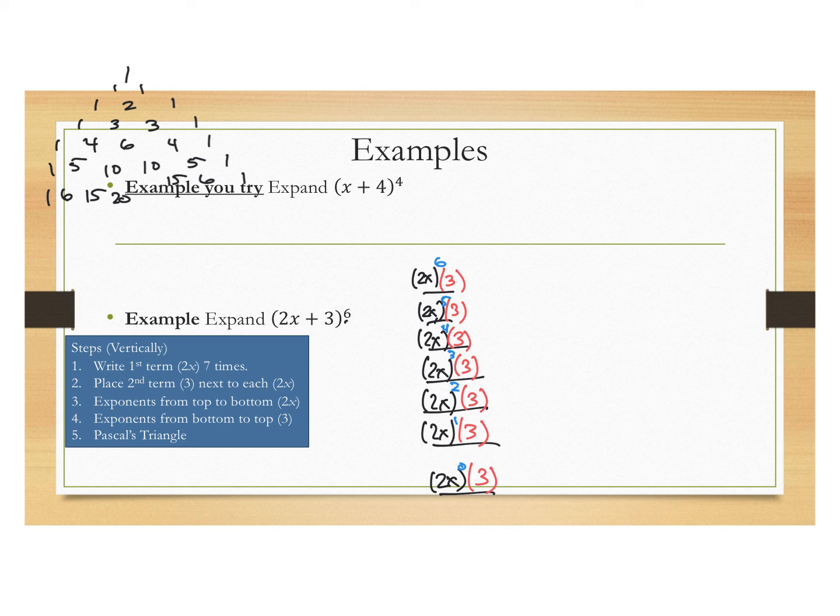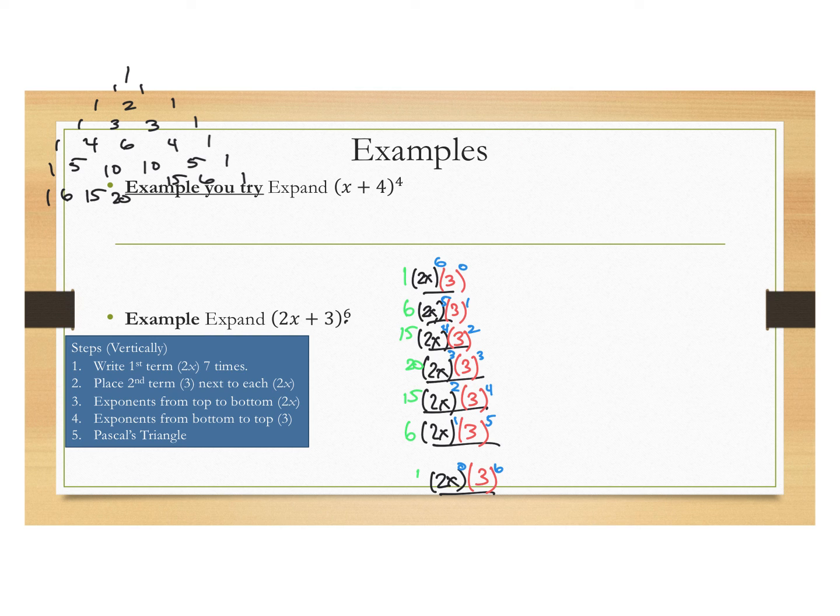And then we will come back around from the bottom of 3 and work our way up by counting backwards. And then the last thing to do is to insert the coefficients of Pascal's triangle. All that's left for us to do is to clean it up and write our final answer.